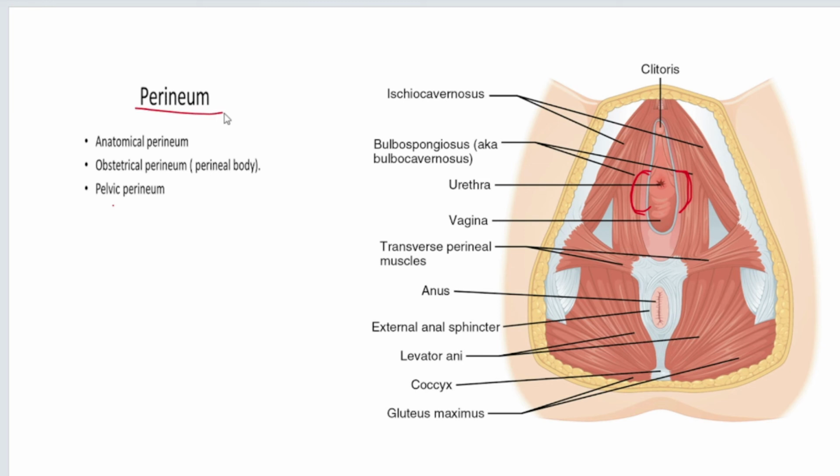So next one is the perineum. There are 3 perineums for our understanding. One is the anatomical perineum, another one is the obstetrical perineum, the third one is the pelvic perineum. Perineum itself is a vast topic. We will discuss perineum in later videos. Here please remember one point. Obstetrical perineum is nothing but the perineal body. Whenever you come across the perineal body, that is nothing but the obstetrical perineum, which is helpful in episiotomy during normal delivery. We will discuss these points in later videos.